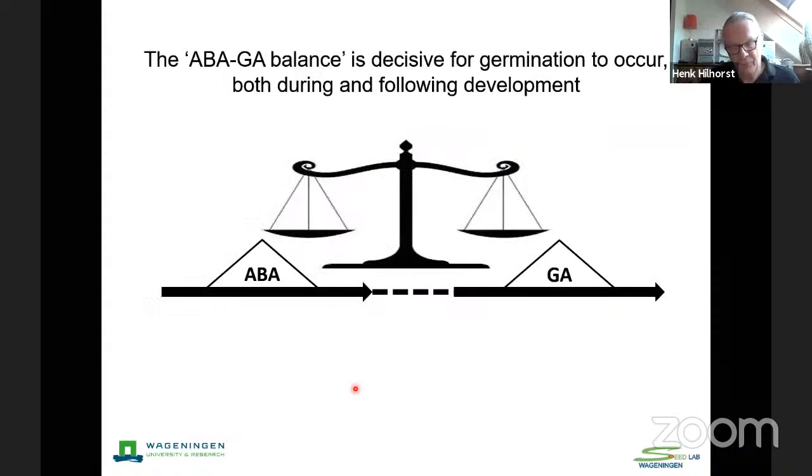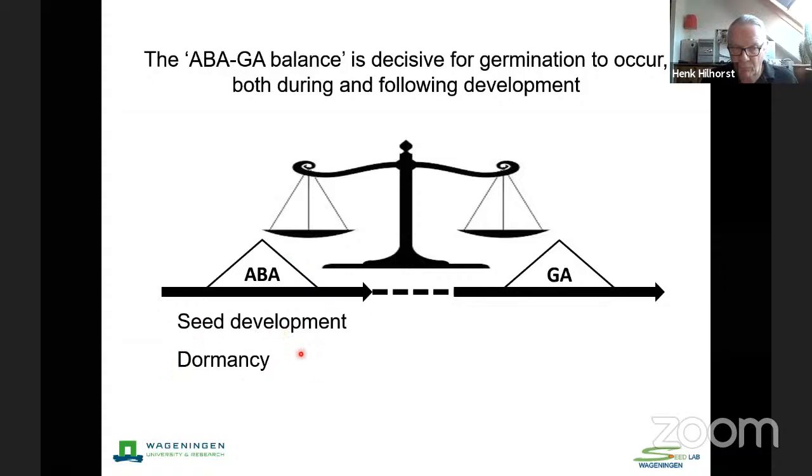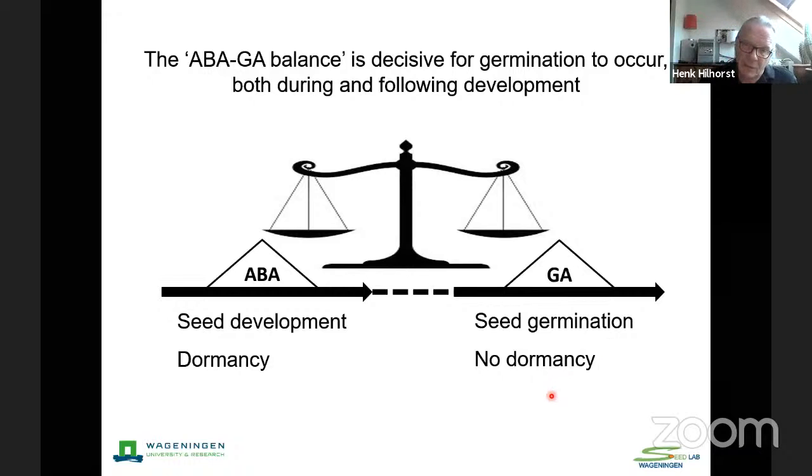So what may appear from what I have told you is that the ABA-GA balance is decisive for germination to occur, both during development but also following development. So we literally see it as a balance. ABA related to seed development and dormancy, GA related to growth, seed germination, and the absence of dormancy. And this balance determines whether seeds will stay dormant or if they will germinate.